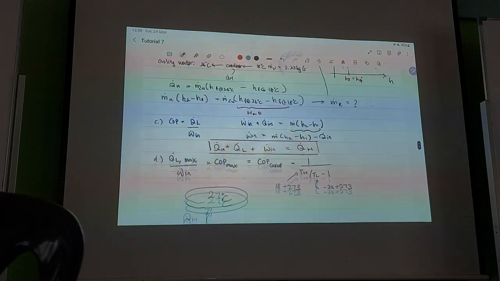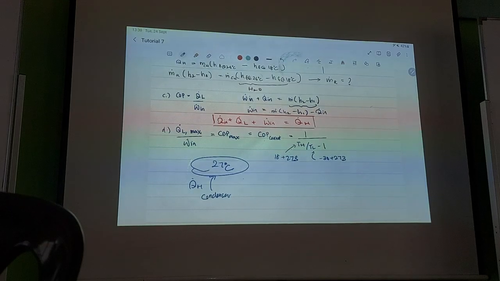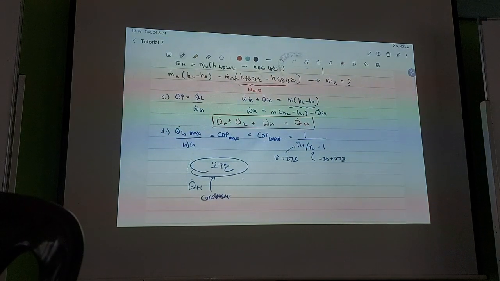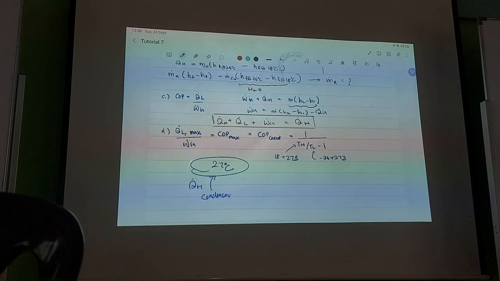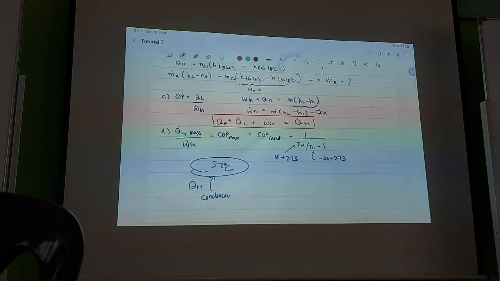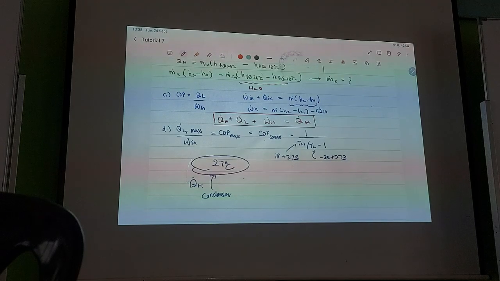Okay, so here it's just that. You need to settle what's TH and what's TL, then from there you sub in the values, you get the maximum COP, multiply by the work in, and you will get the maximum theoretical refrigeration load.